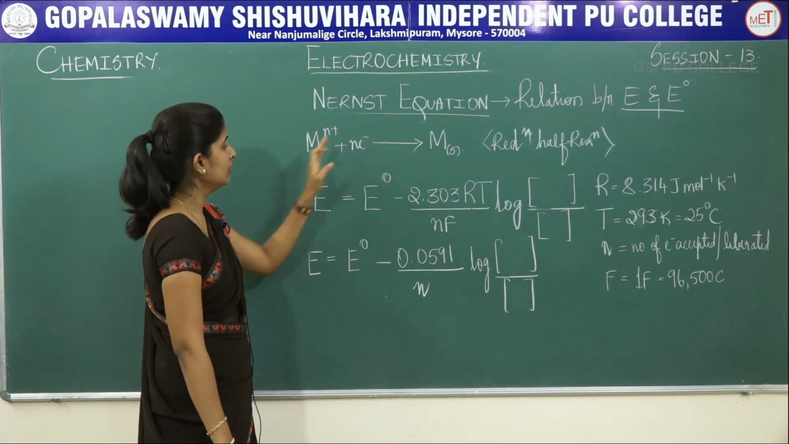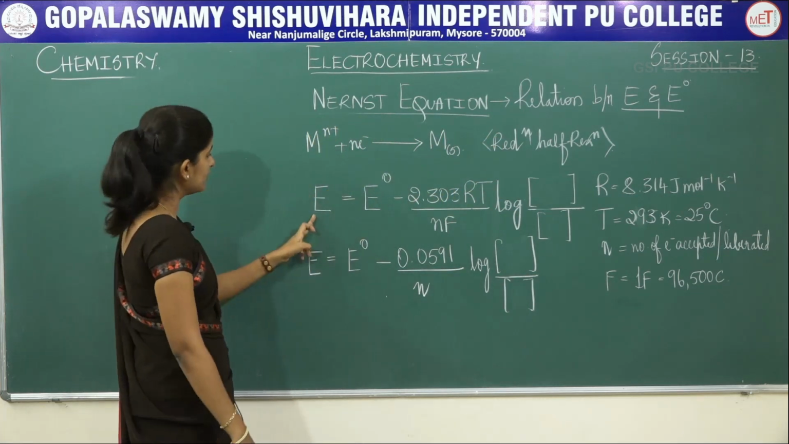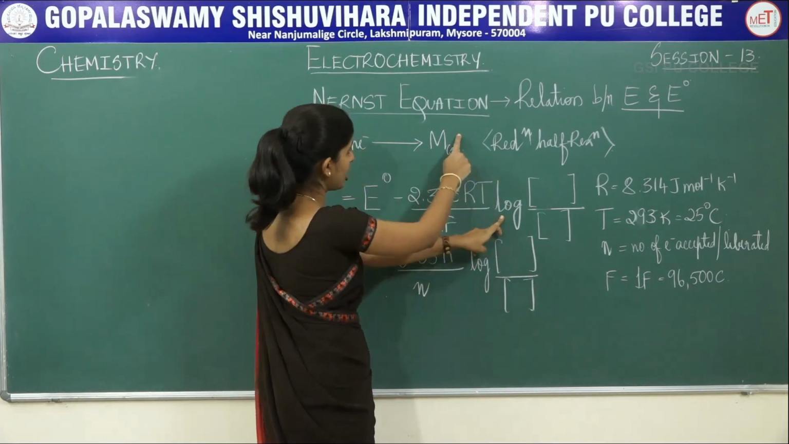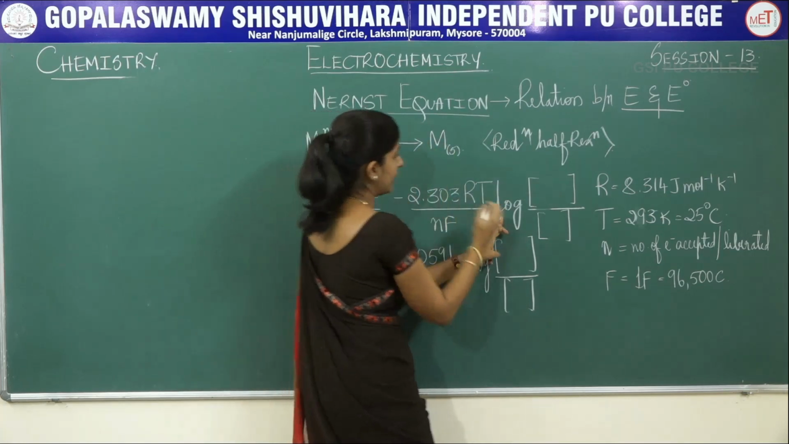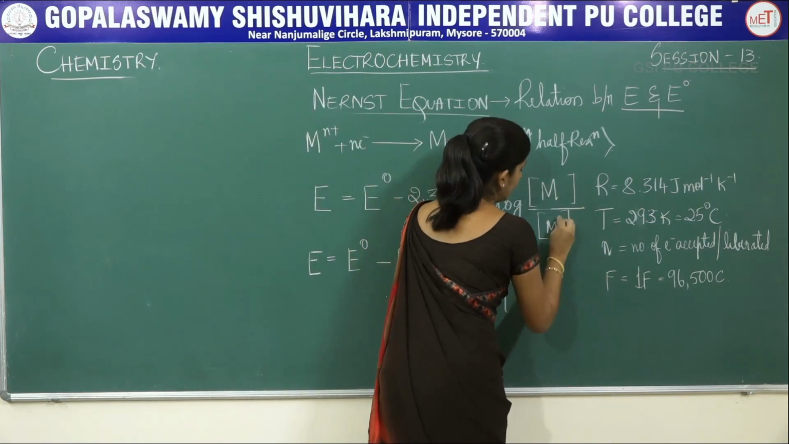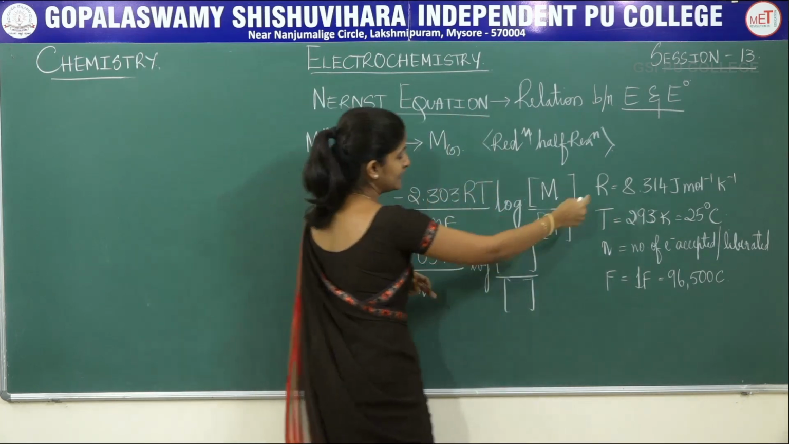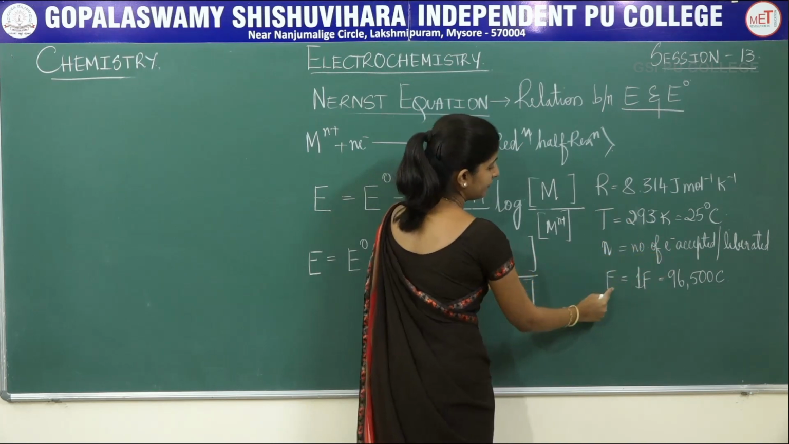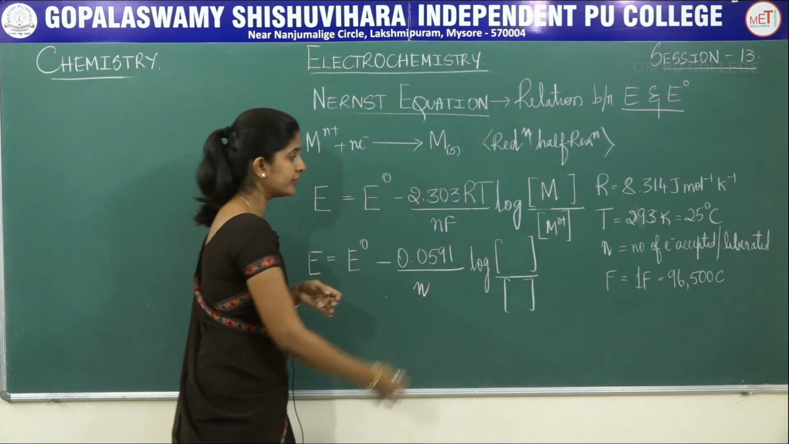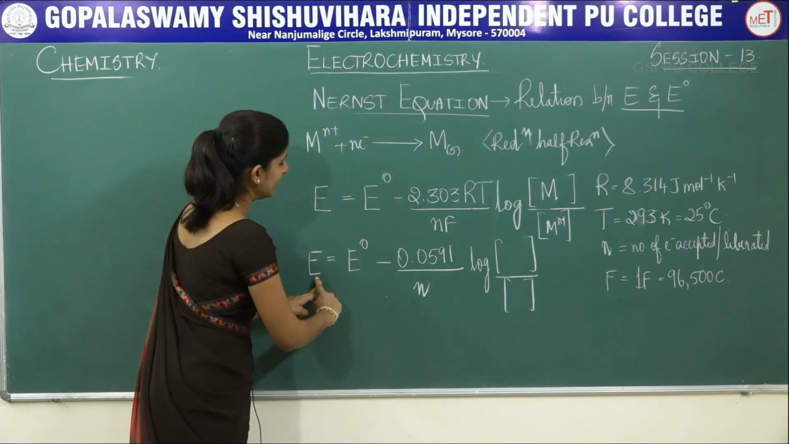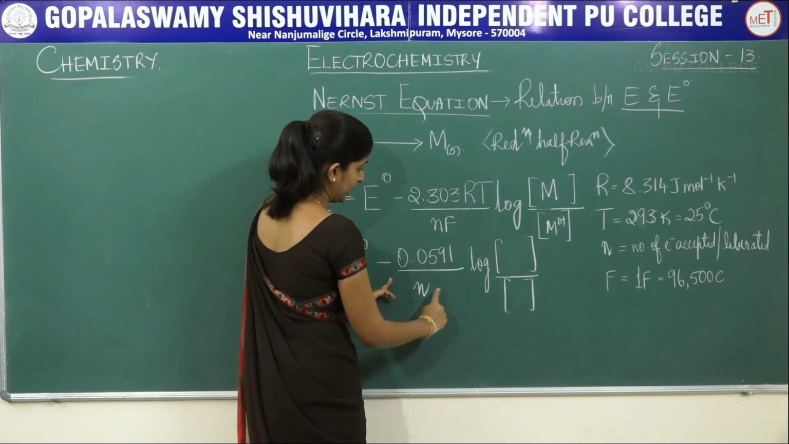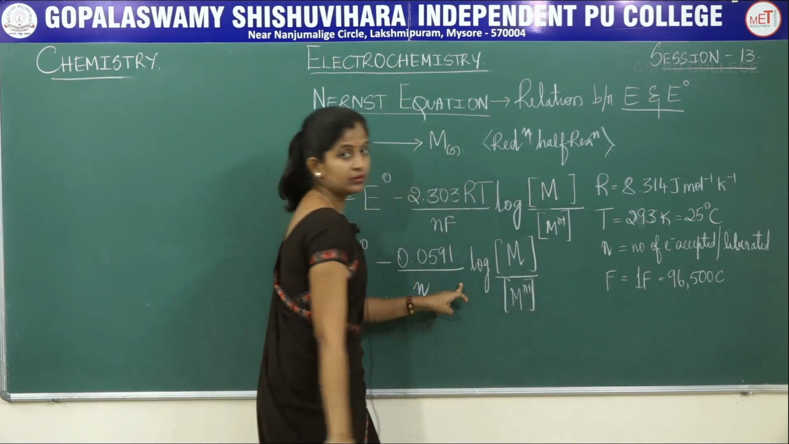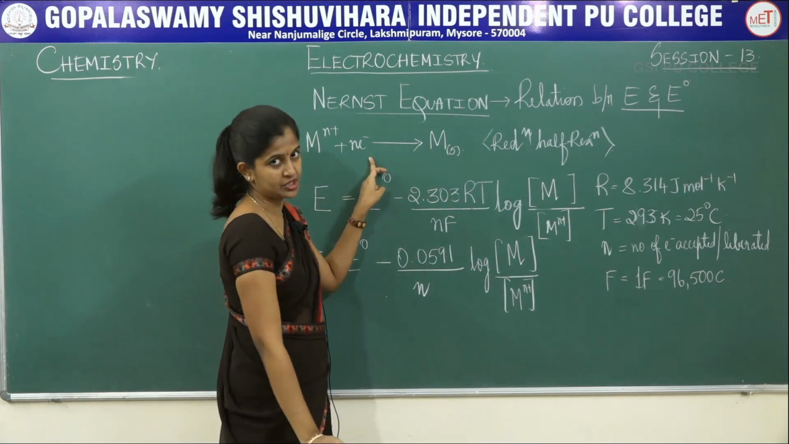So if you observe, this is a reduction half cell. For this reduction half cell, the Nernst equation becomes E is equal to E naught minus 2.303 RT by nF log of product divided by reactant, that is M divided by Mn+. Again, if I substitute these values, R is your gas constant, T is your temperature, 298 Kelvin, n number of electrons, F is 1 Faraday, 96,500 coulombs. If I substitute it, it becomes E is equal to E naught minus 0.0591 by n log of product divided by reactant. So this becomes the equation for your reduction half reaction.